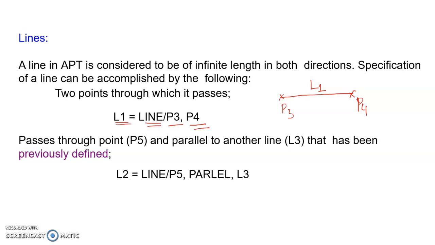Otherwise, we can define a line like this. This is a line P5 parallel L3. That means it is a line passing through P5. That is one condition. Another one is that it should be parallel to another predefined line, L3. So P5 is like this and L3 is like this. So it should go parallel to L3 like this. So this is our L2. This is another representation of a line.